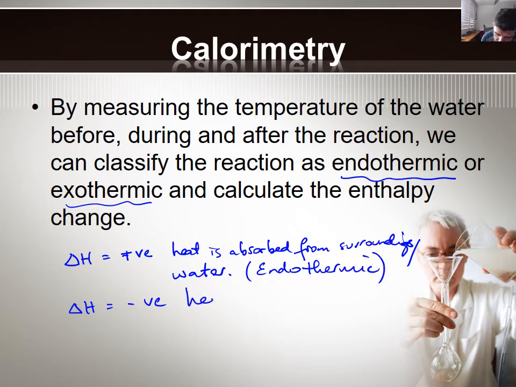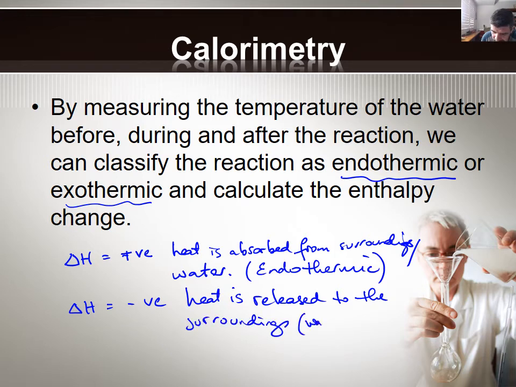A delta H value which is negative is when heat is released to the surroundings. Again, in this case, often water, and this is going to be an exothermic reaction. So if heat is released into the water, then that means the temperature of the water will rise.